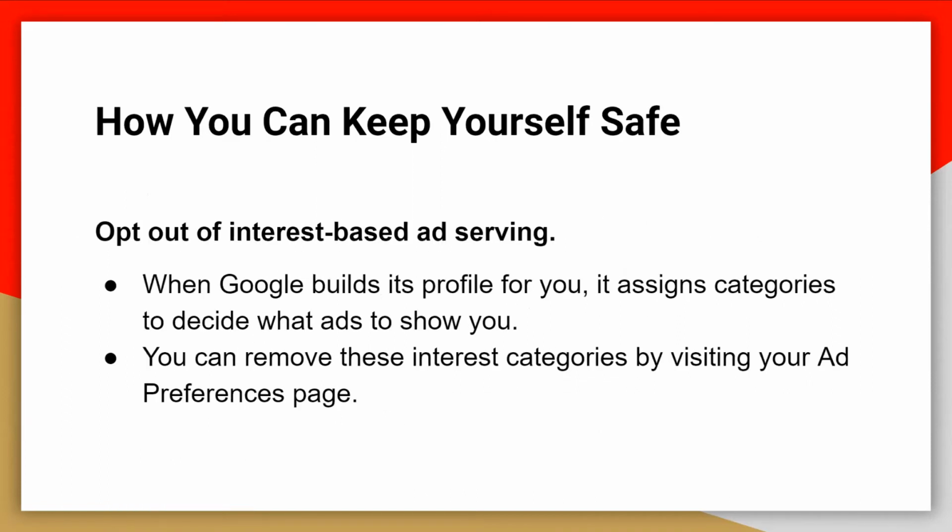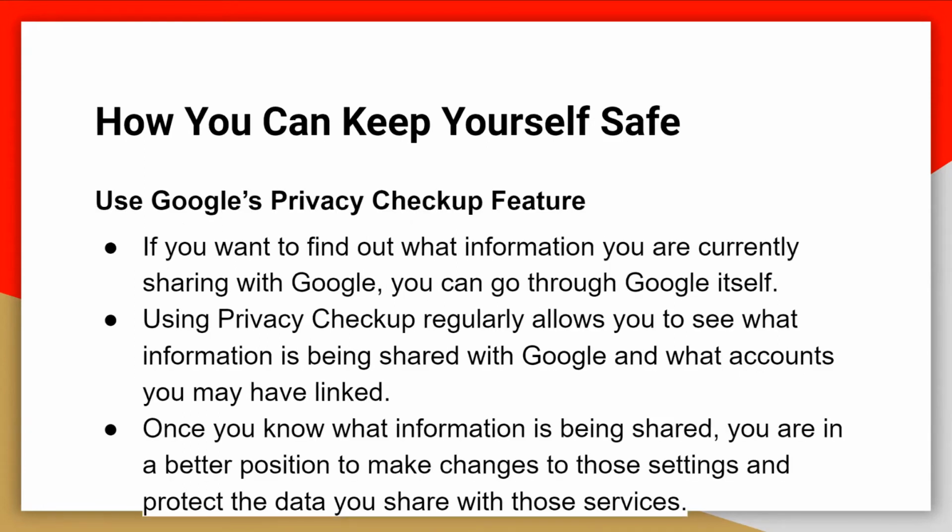You can also choose to opt out of interest-based ad serving, which I will cover in the live demo. You can remove these interests by visiting your ad preference page in your Google account settings. You can also use Google's privacy checkup feature, which lets you know what information you're sharing with Google and if there are any security concerns in your Google account.